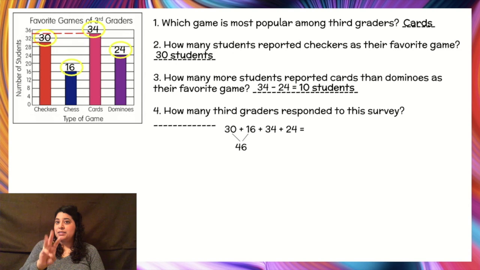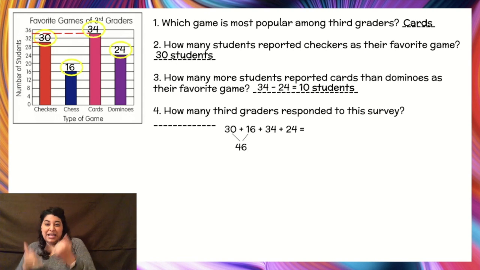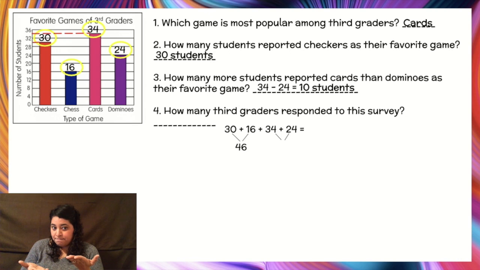Okay, then we're going to add up 34 and 24 because those are the last two numbers that I have remaining. So let's set it up. This one you could do mental math, but if you need to write it down, go ahead and write it down. This one should be pretty easy. 58. You should have gotten 58.